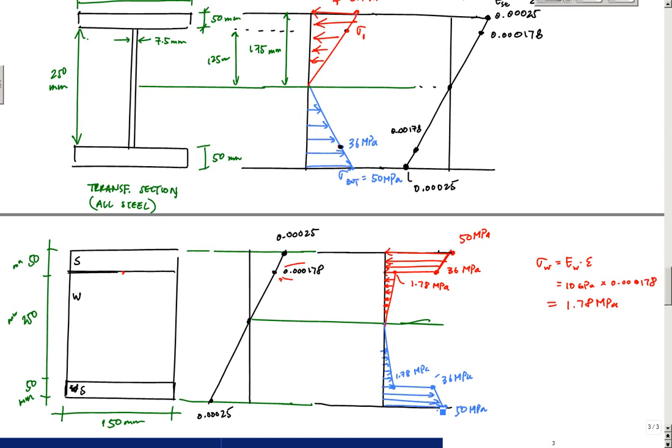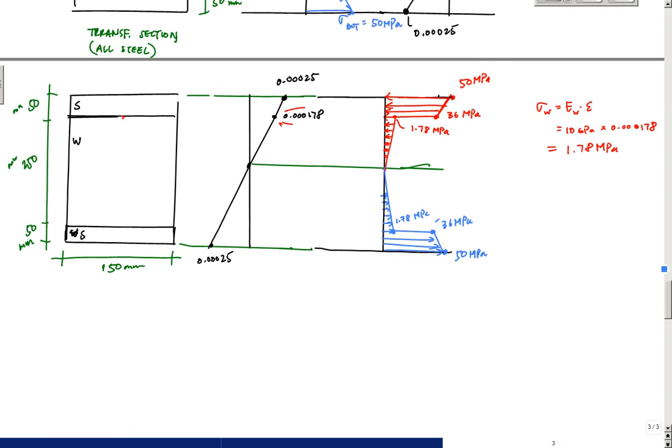And I've really belabored this point a little bit more than I needed to. But check this out, right? So this is 36 megapascals, 50, 1.78, all this stuff right here, okay? So we have this right here. So our answers would be that the maximum stress in the wood is 1.78 megapascals, and the maximum stress in the steel is 50 megapascals.